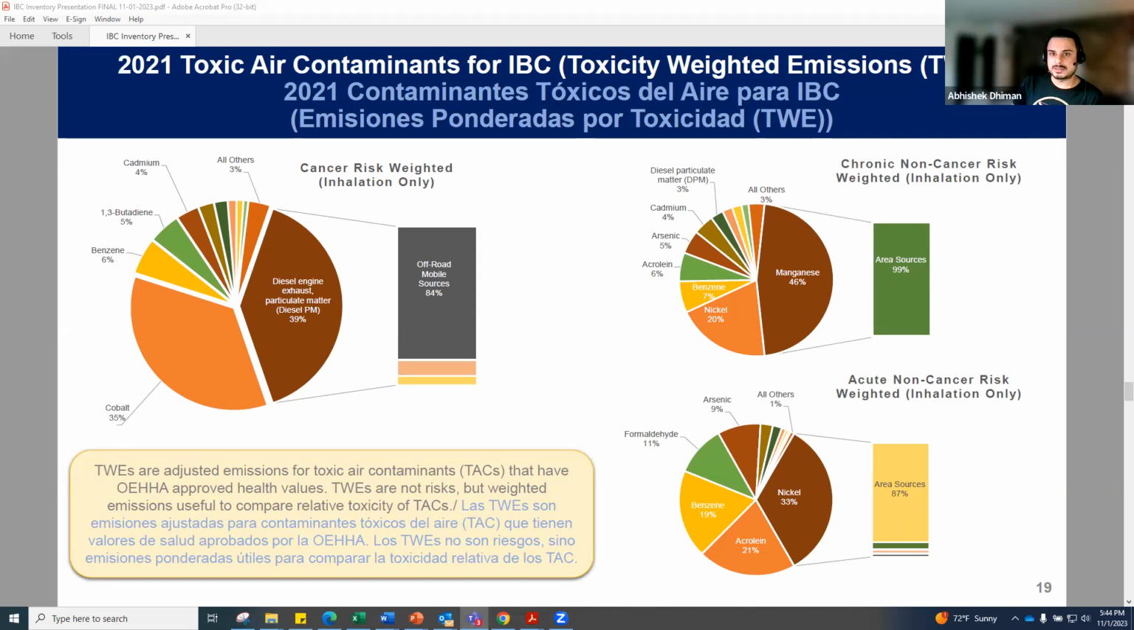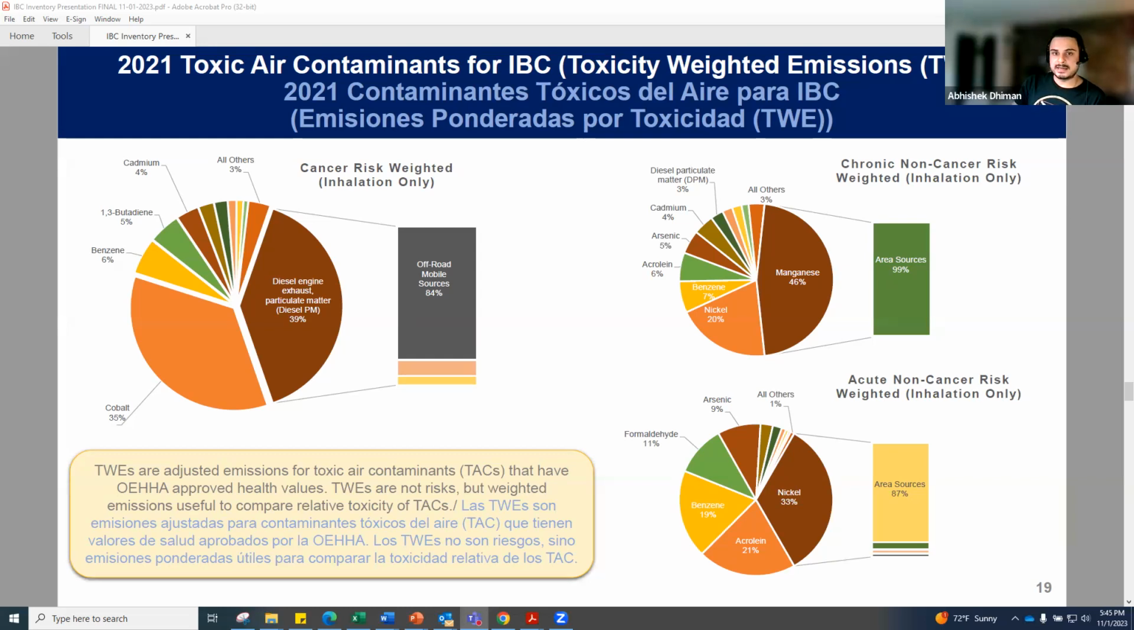The charts here show the toxicity of TACs for all sources in the community based on cancer risk weighted emissions, which is the left chart, chronic non-cancer risk weighted emissions, which is the upper right chart, and acute non-cancer risk weighted emissions, which is the bottom right chart. As we can see, diesel PM has the highest cancer risk weighted emissions, of which 84% is coming from off-road mobile sources, and the second major contributor would be on-road sources. So mobile sources make up most of the diesel PM emissions within the IBC community.